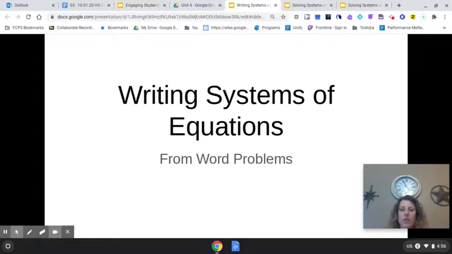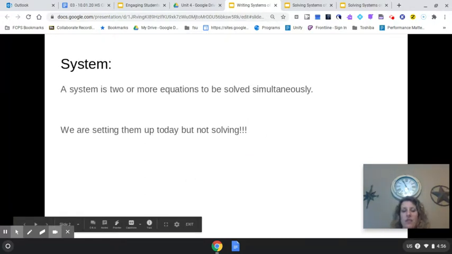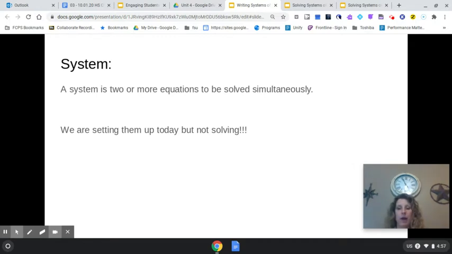In this lesson, we're going to be talking about how to write a system of equations from word problems. Before we do that, let's first define what a system is. A system is two or more equations that eventually we'll be solving simultaneously. Today we're just going to be looking at word problems and how we write those two equations from the word problems. We'll be talking about how to solve them a little bit later in some upcoming lessons.